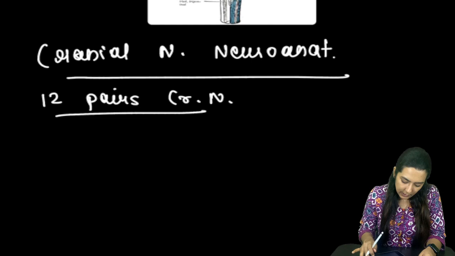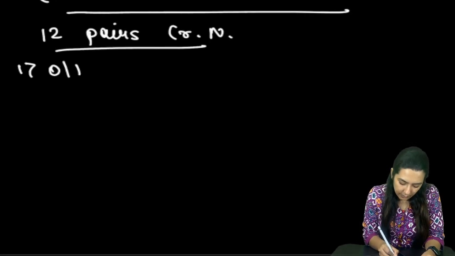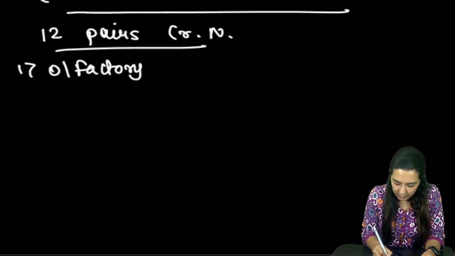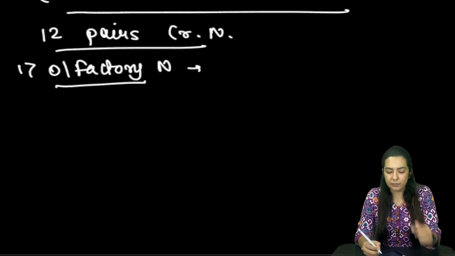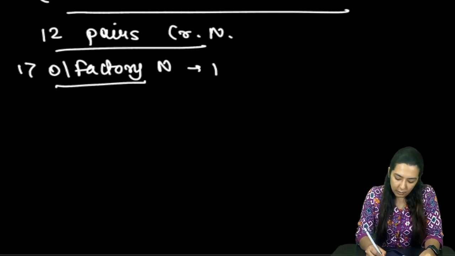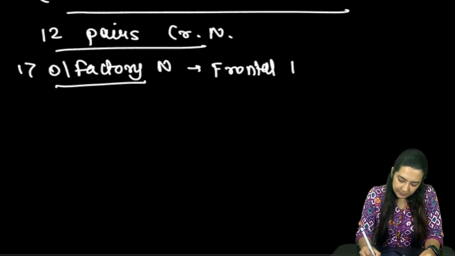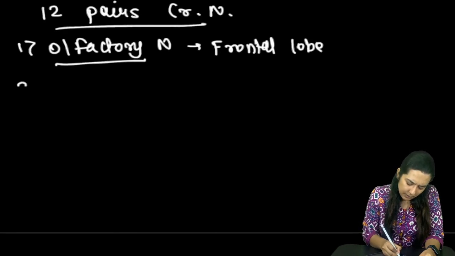Okay, first we'll discuss the first two cranial nerves. The first is the olfactory nerve. It is very short. It has a short pathway. It starts from the nose, goes through the cribriform plate and goes to the frontal lobe, and it is responsible for the special sensation like smell. Okay. Second is the optic nerve.